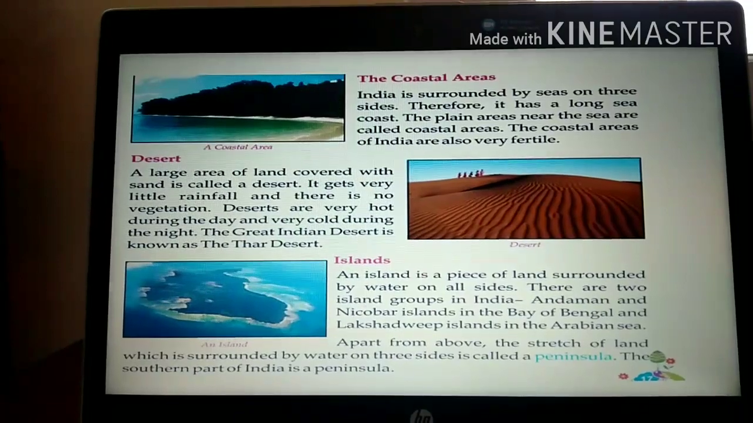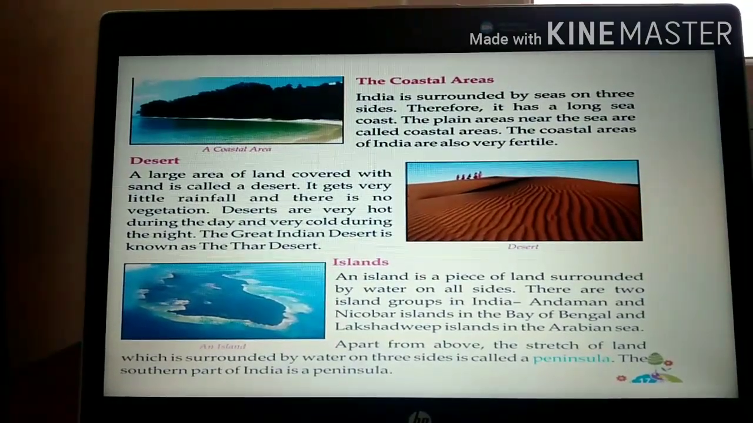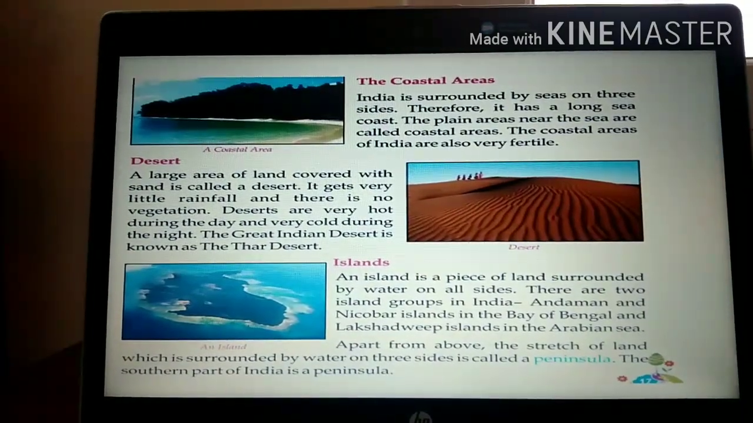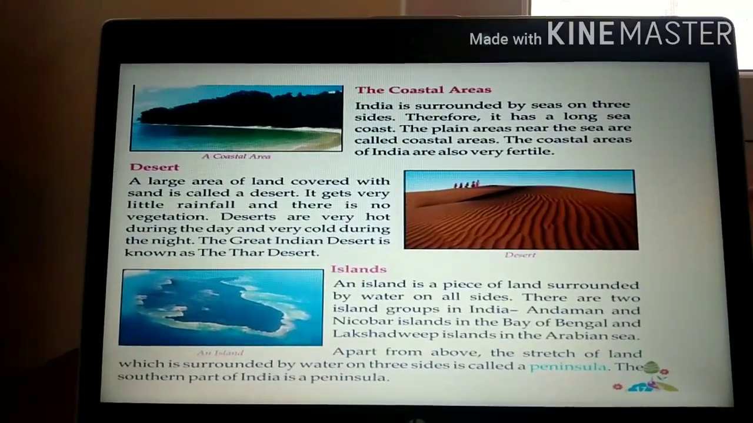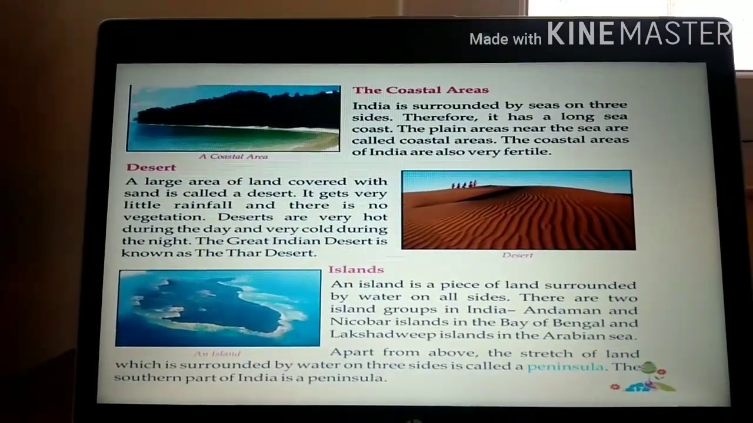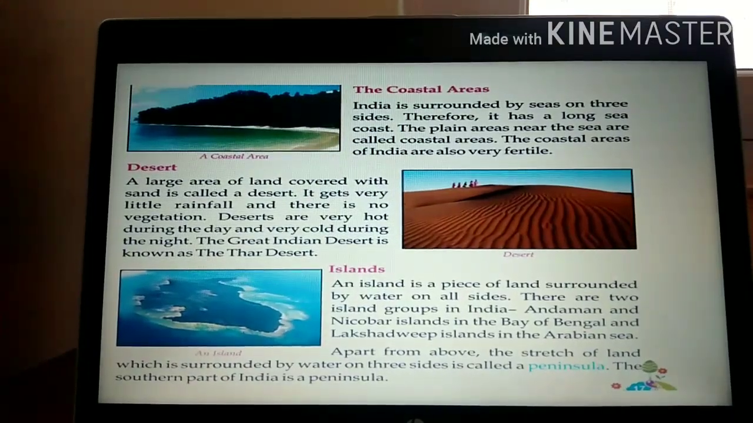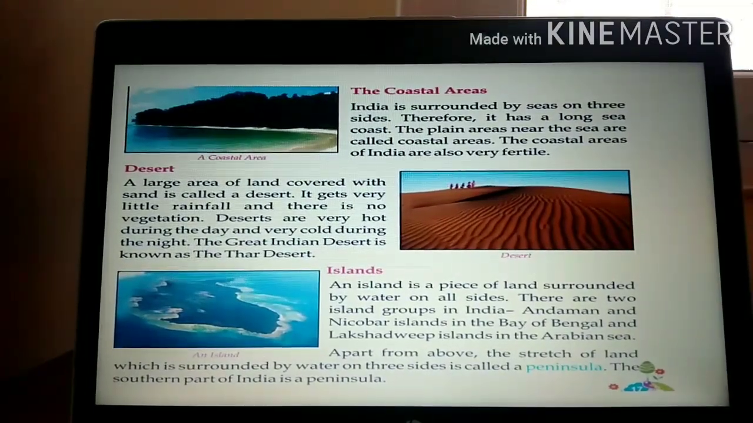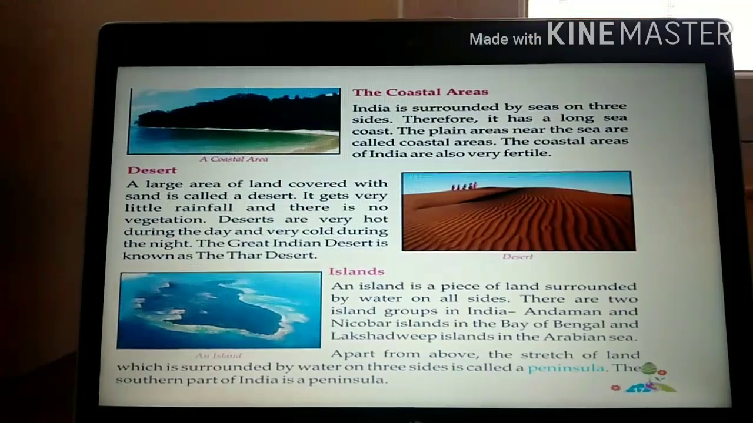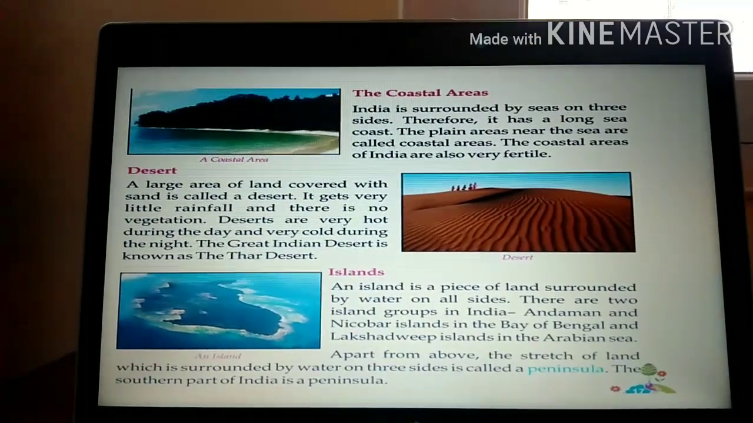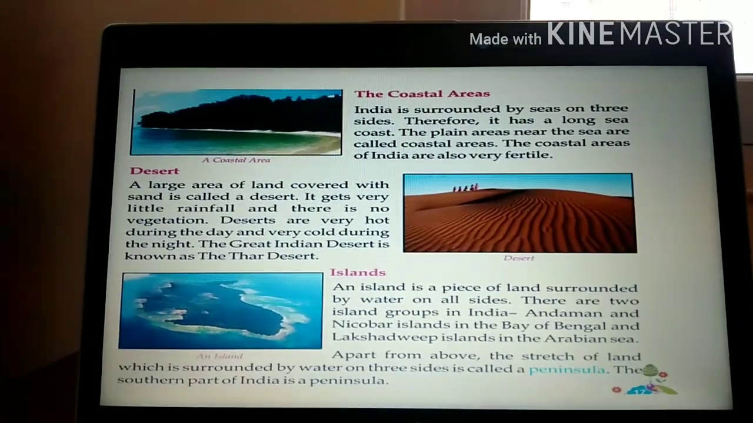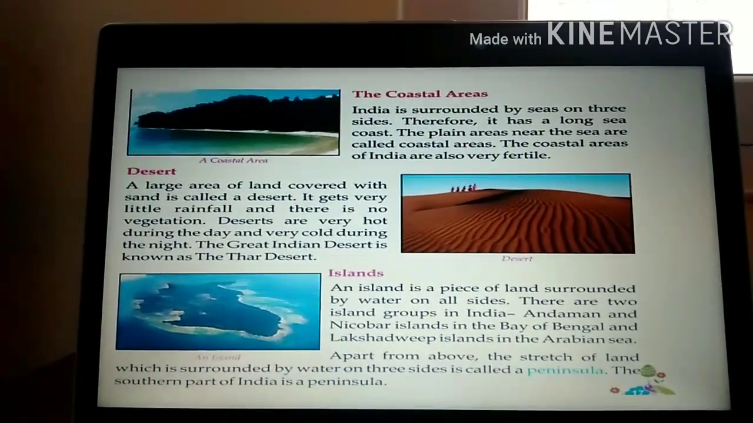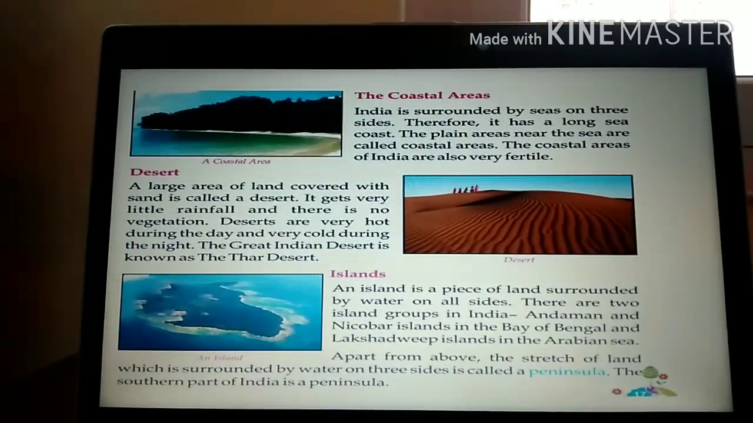Now what is an island? An island is a piece of land surrounded by water on all sides. There are 2 island groups in India, Andaman and Nicobar Islands in the Bay of Bengal and Lakshadweep Islands in the Arabian Sea. Apart from above, the stretch of land which is surrounded by water on 3 sides is called a peninsula. The southern part of India is a peninsula.